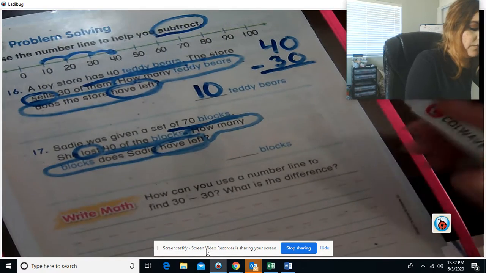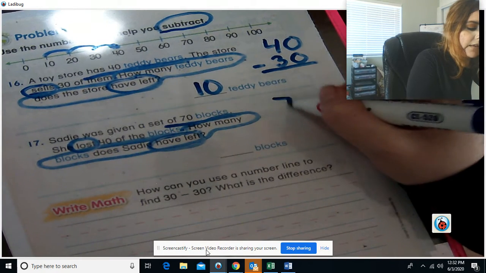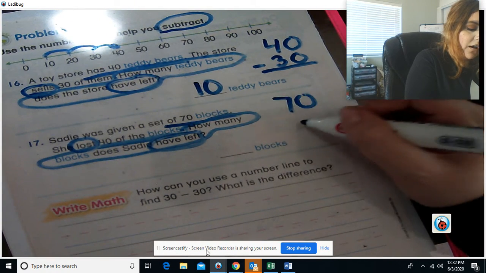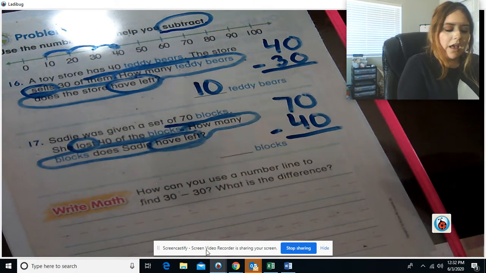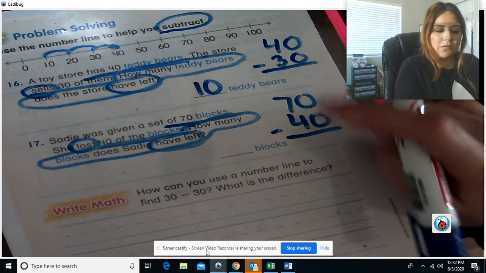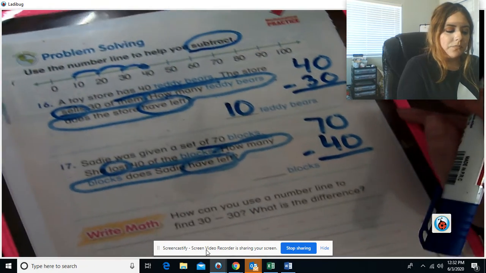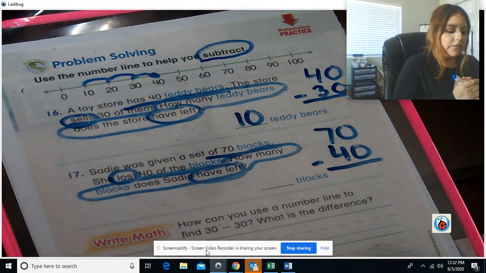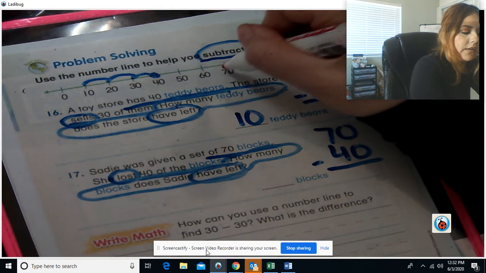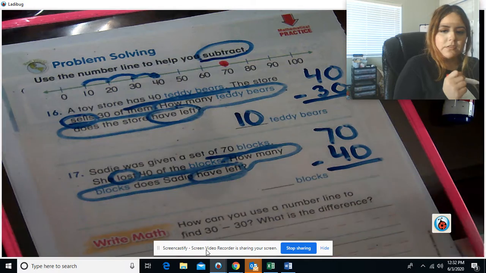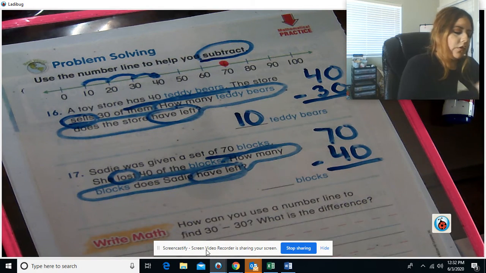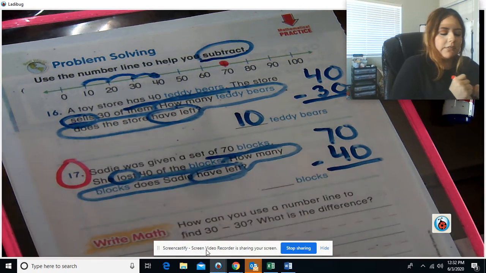So really what this would look like is Sadie had 70 blocks, but she lost 40. And we know we're going to subtract. I'm not going to solve it like this though. I'm going to use that number line. So maybe I use a different color. So 70. And you tell me how many jumps does she need to make back. So you have to finish this one. I'm not going to give you the answer.